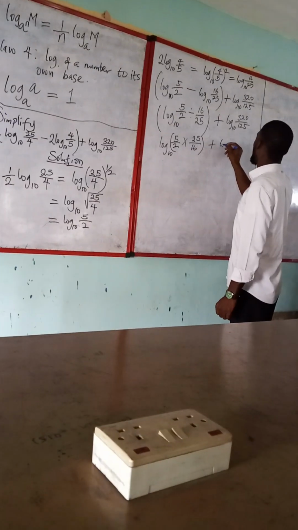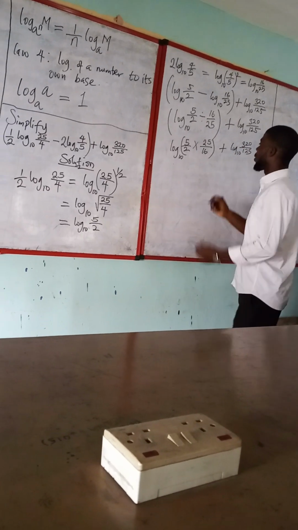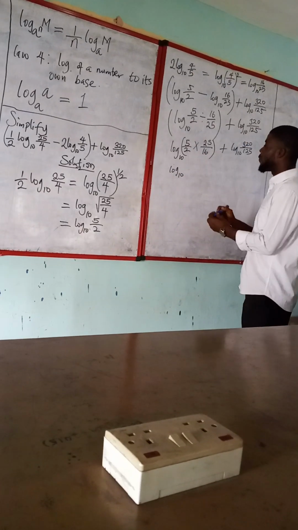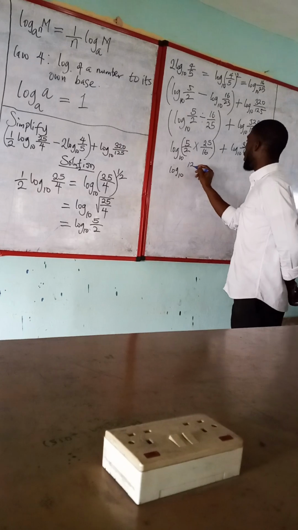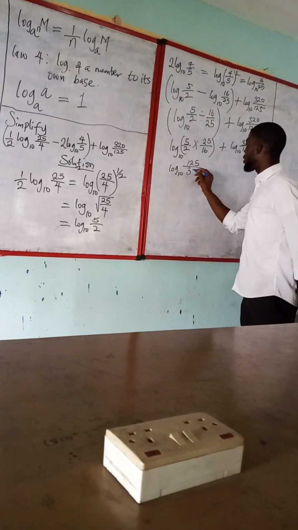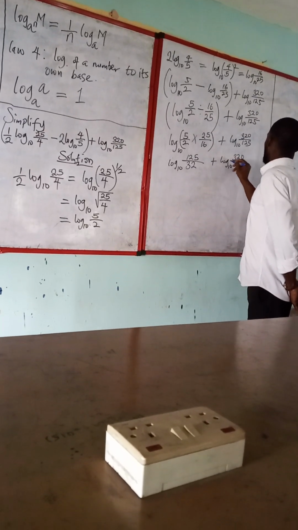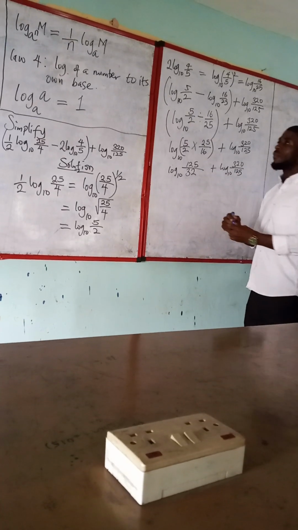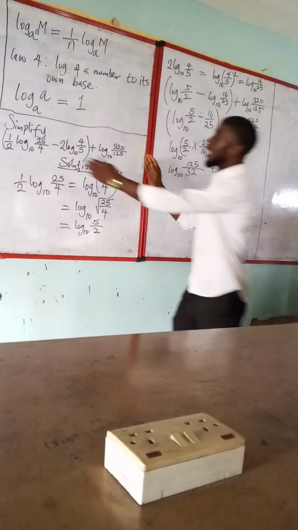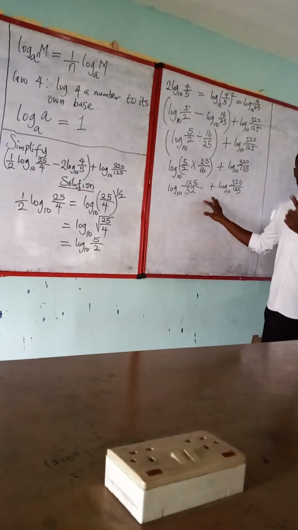25 over what? 16 plus log base 10 of what? 320 over what? 125. Now we'll start multiplying. This is going to be log base 10, 5 times 25 will give us what? 125 over 16 times 2 will give us what? 32 plus log base 10 of what? 320 over what? 125. What have I done? I've actually simplified this from being a 3-term logarithm to what? A 2-term logarithm. That's one step.